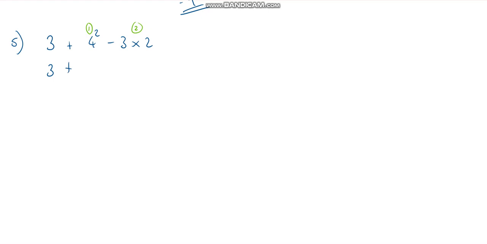3 plus 4 squared, which is 16, because it's 4 times 4. And then I'm going to do a multiply. So that's going to be the 3 times the 2, that's 6. And it doesn't matter what order I do this in. Like I said, I think it's actually easier to do this bit first, because I know that's going to give me 10. And then I'm left with 13.